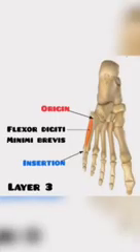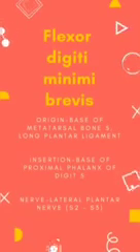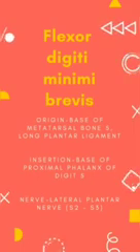Flexor digiti minimi brevis. Origin of this muscle is in the base of metatarsal bone of digit 5 and the long plantar ligament. Insertion of this muscle is in the base of proximal phalanx of digit 5. Again, the nerve is supplied by the lateral plantar nerve with the root value of S2 and S3.